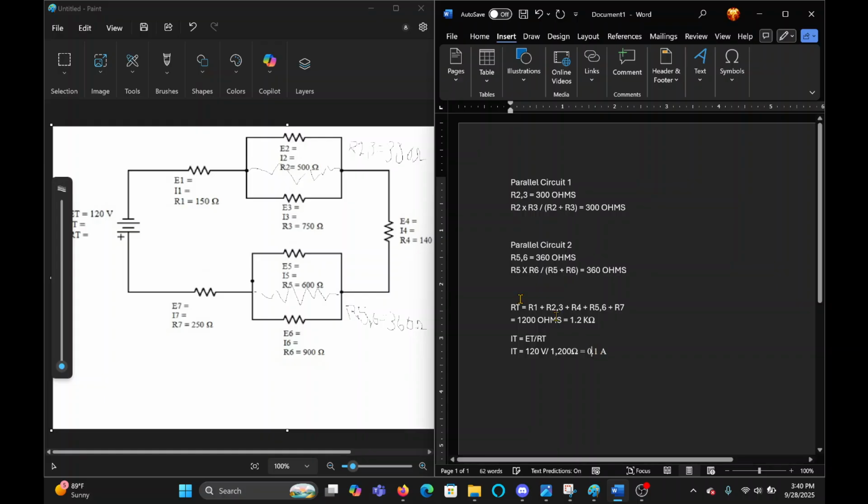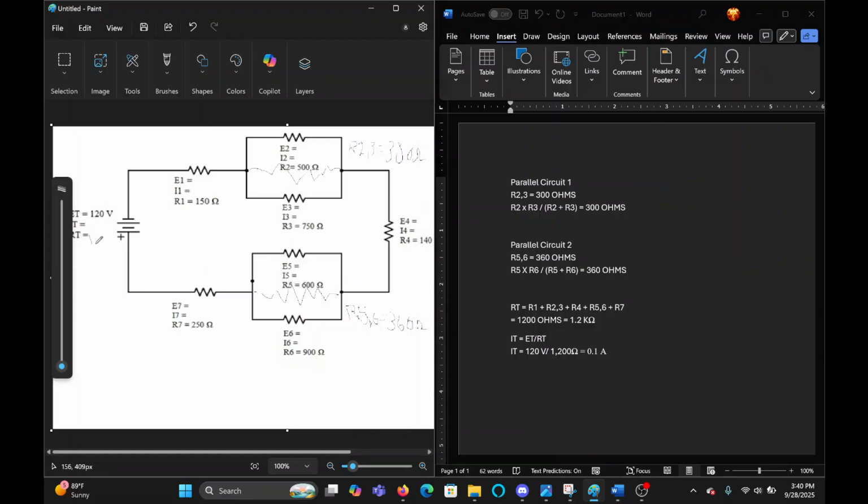Yep, 0.1 amp. So I have the total volts, the total current, the total resistance, and the total power, but nothing else. So how do we get to the rest? Resistor total is 1200 ohms.